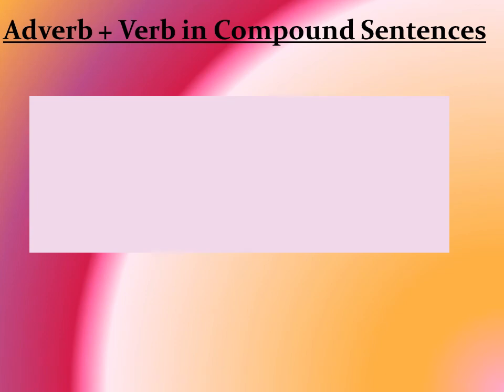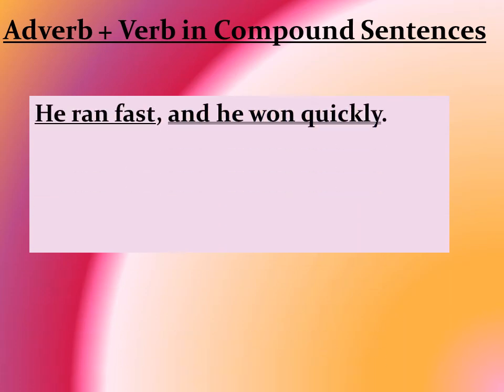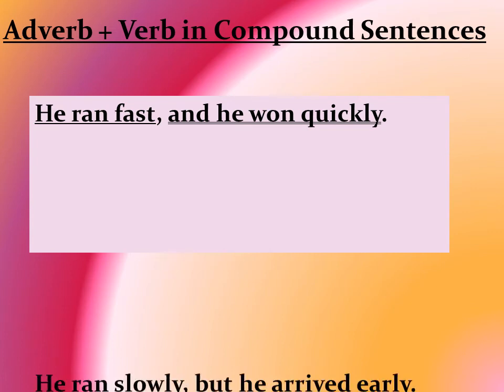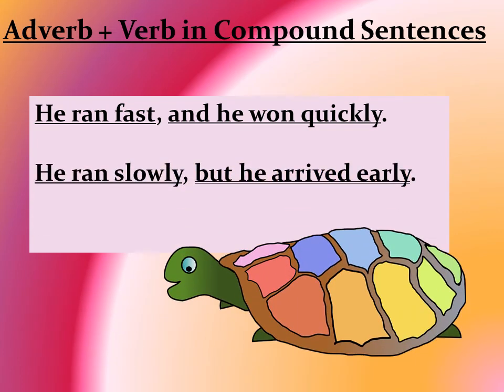Remember, we want our adverb to go close to our verb. Here we have a compound sentence. He ran fast and he won quickly. So fast describes ran and quickly describes won. So we don't want to separate those words from their verbs. He ran fast and he won quickly. He ran slowly, but he arrived early.